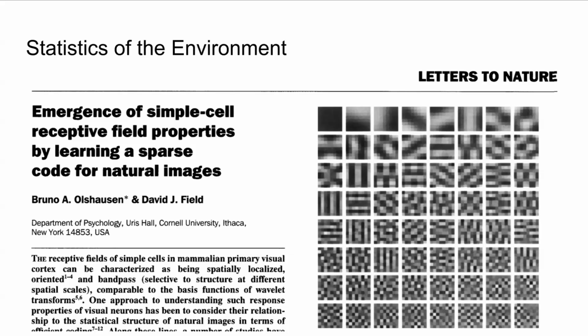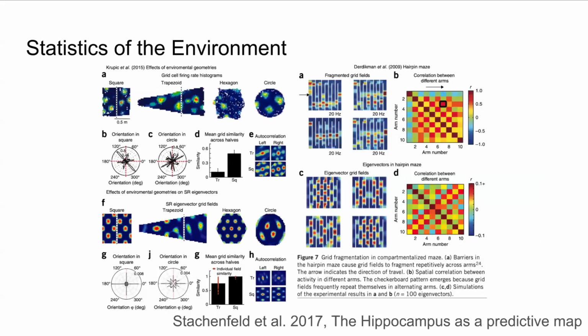So it's important that we study the statistics of the world. And then there's also really inspirational work from Kim Stackenfeld and others about the hippocampus as a predictive map, showing that different types of tasks actually give rise to the type of firing patterns that you see in the hippocampal formation. So there's really a big dependency on the type of environment and tasks that animals are operating in.